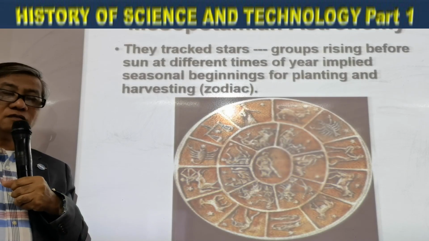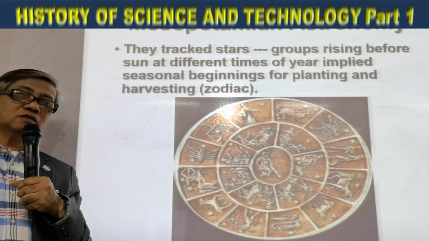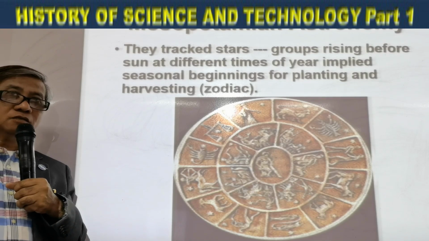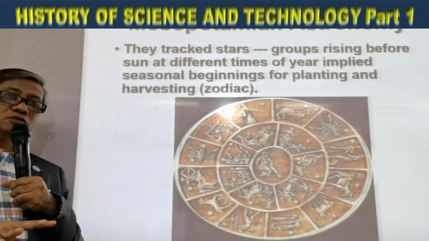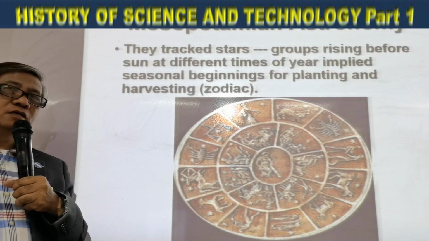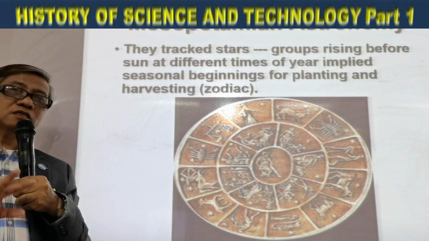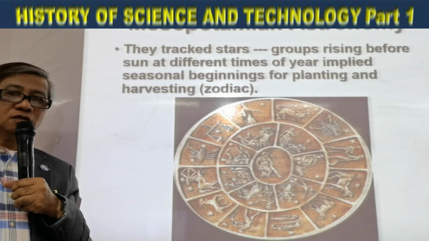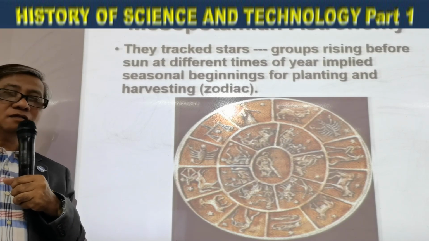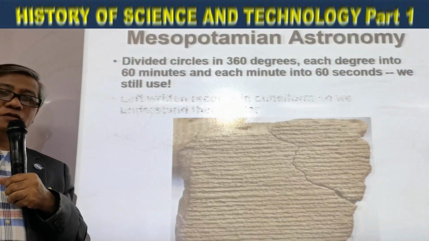So isn't that fascinating? And also, the Mesopotamians, they linked their studies of the heavens with religion. And they believed that the positions of the constellations, the positions of the stars would affect their lives. So the Mesopotamians also gave us the zodiac. And saan nila ginamit yung zodiac? The zodiac was used so that they can predict planting and harvesting seasons. So they came up with the zodiac.